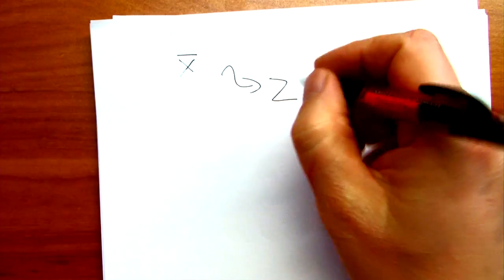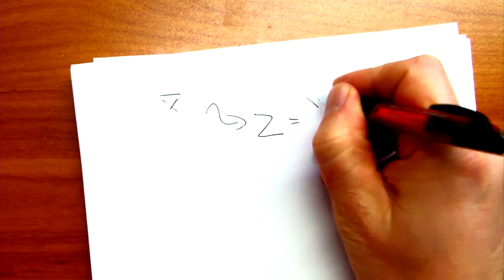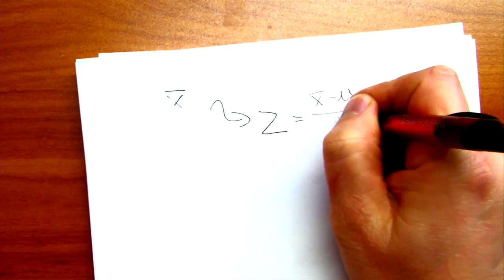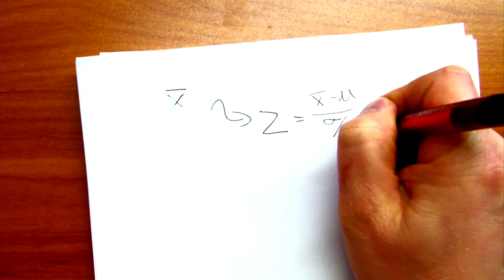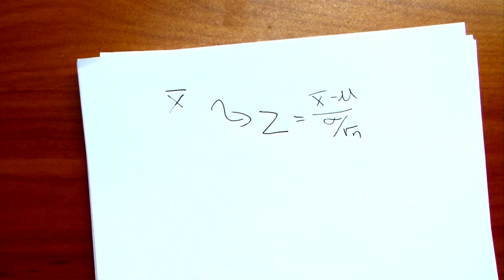There's a formula we use to convert X bars to Z values to standardize them. It looks like this. And this is a kind of review of the previous class, before the last class. What theorem was the theorem that allowed us to use this formula?